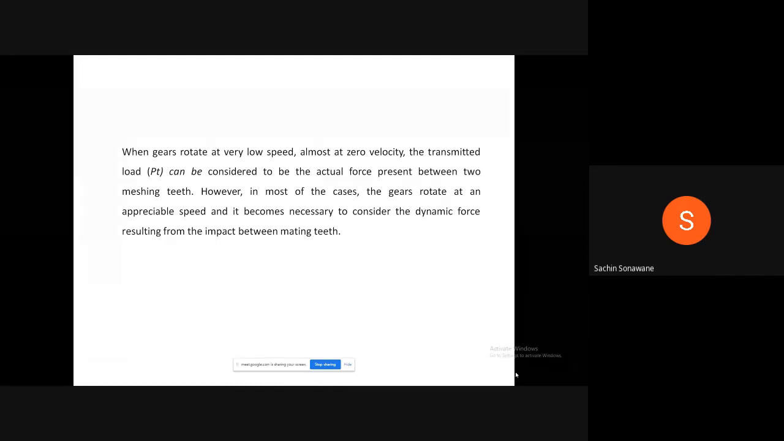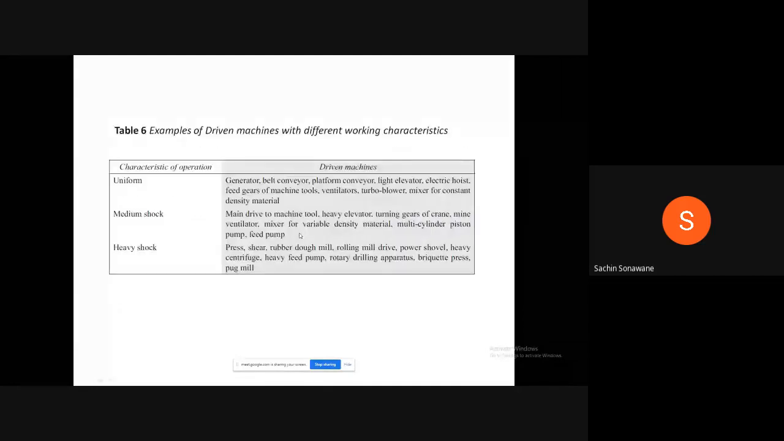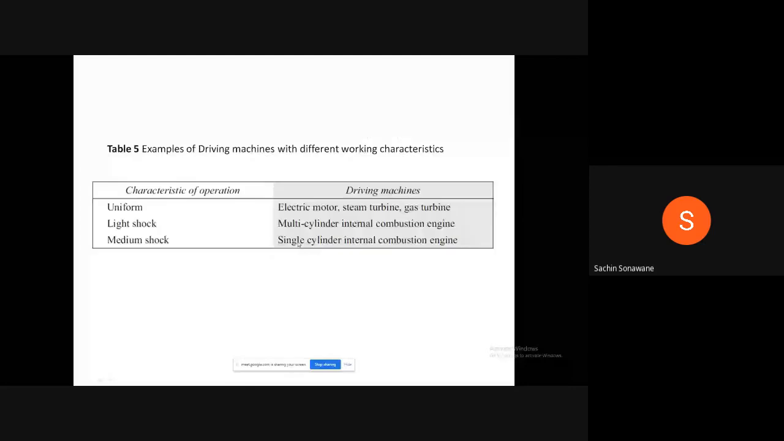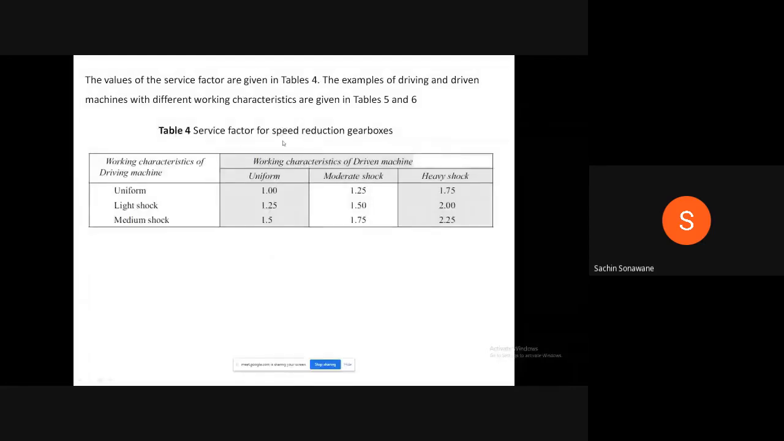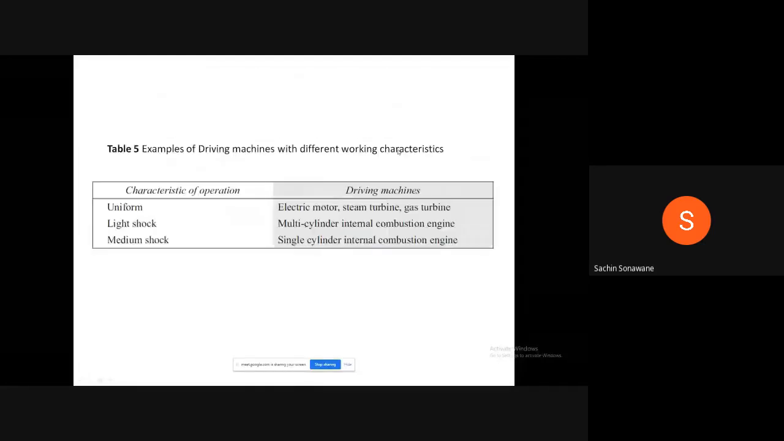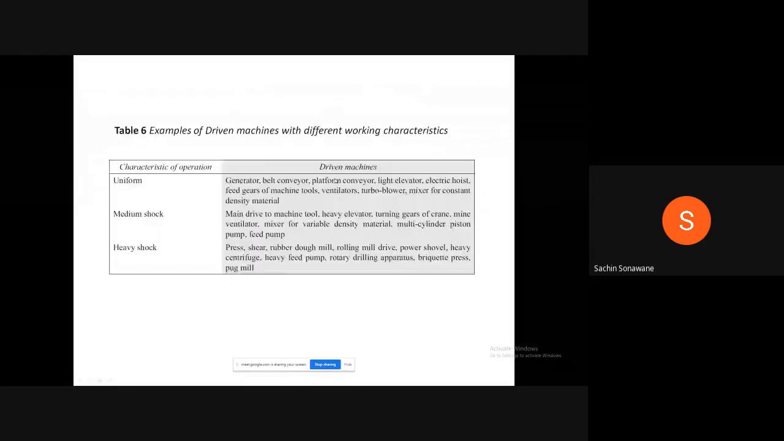Now, in continuation to the previous slide, we have seen Table 4 for service factor for speed reduction gearboxes, Table 5 examples of driving machines with different working characteristics. Similarly, Table 6 examples of driven machines with different working characteristics. In continuation to this, now we will see the expression of effective load.